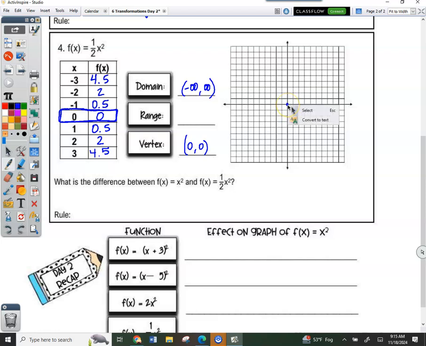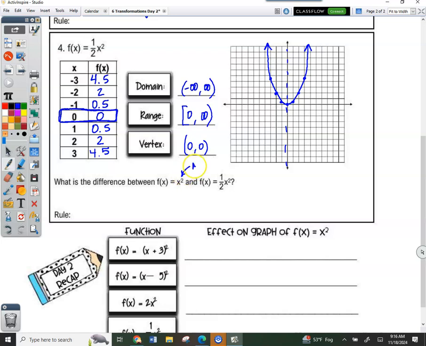Then right 1, up a half. Right 2, up 2. Right 3, up 4 and a half. And now I'm going to mirror image that. Now, if you graphed the mother function on the same graph on Desmos, you'll be able to compare where it is wider, right? What's your range? To infinity? And beyond?